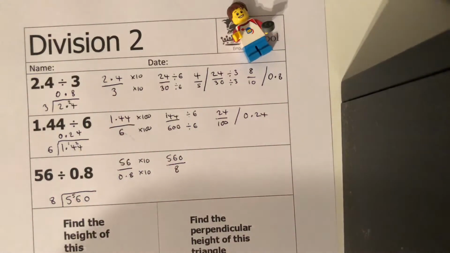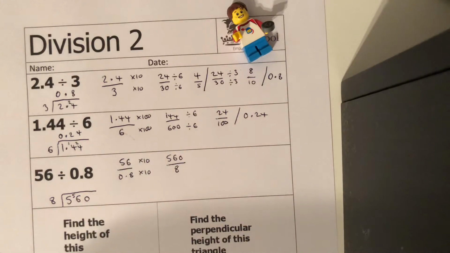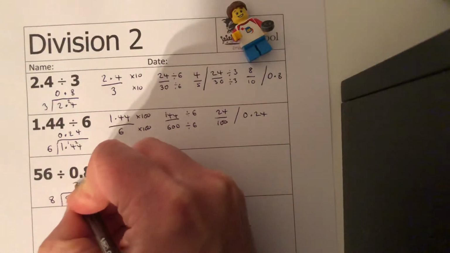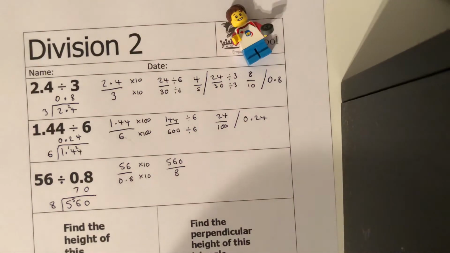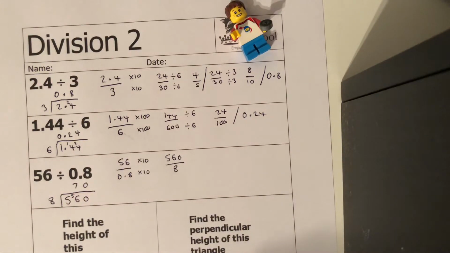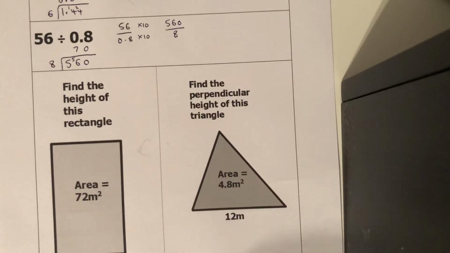8 into 56, okay, or you could talk about 8 into 560, is going to go 7 times. So we'll put the 7 there, put the 0 there because 8 doesn't go into 0, and there's our answer, 70. So it's easier now to see that, but certainly we wouldn't want to be dividing by 0.8. So a lot of this stuff is, as I said to you before, get rid of the decimal. Anyway, moving on.